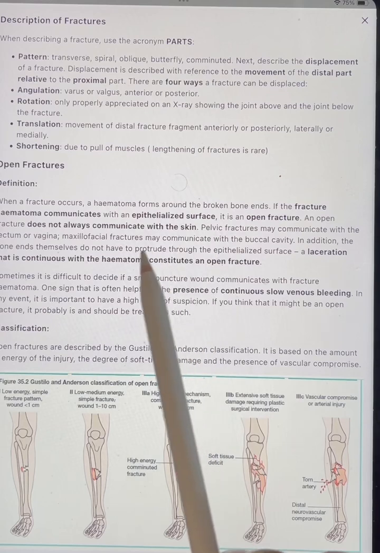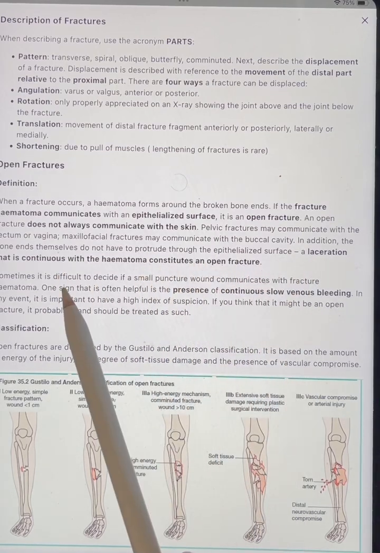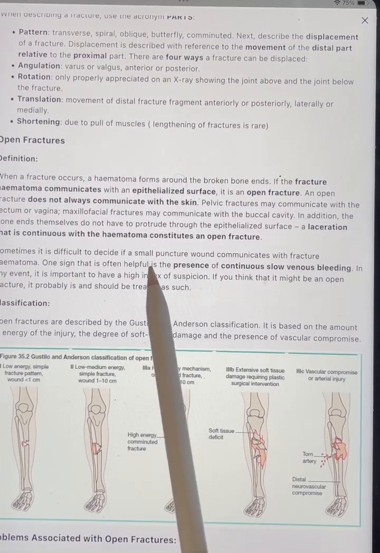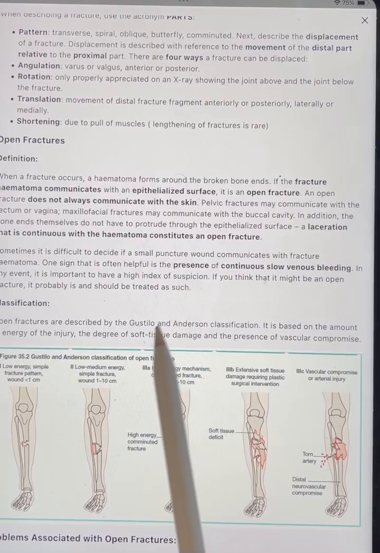Pelvic fractures may communicate with the rectum or vagina, and maxillofacial fractures may communicate with the buccal cavity. In addition, bone ends themselves do not have to protrude through the epithelial surfaces. A laceration that is continuous with the hematoma constitutes an open fracture.